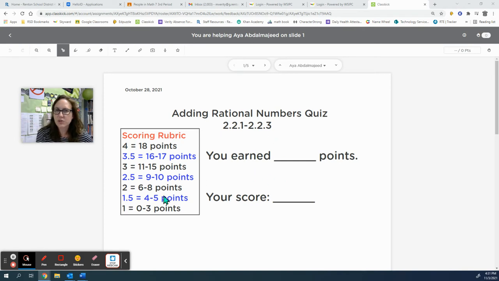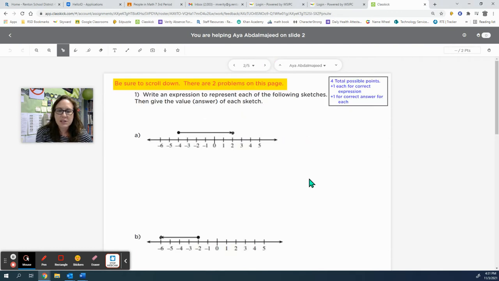This page here shows you the scoring rubric, and so I put down here how many points you earned, and then the score that you got based on how many points you earned. So the first slide that we actually have problems to work on is right here, and it's really important that you read the directions. Don't forget to scroll down.